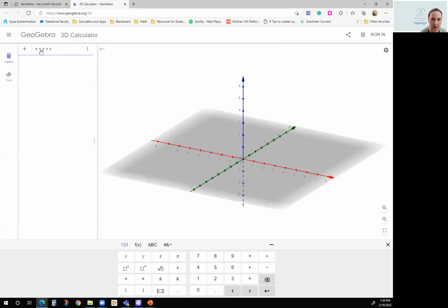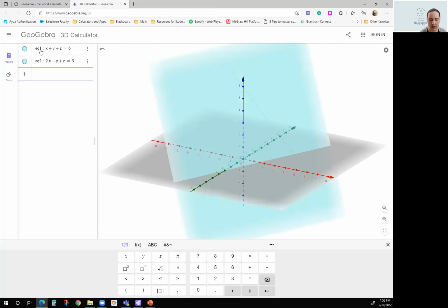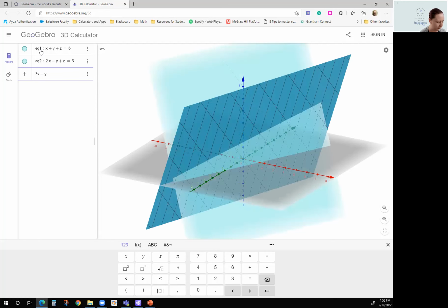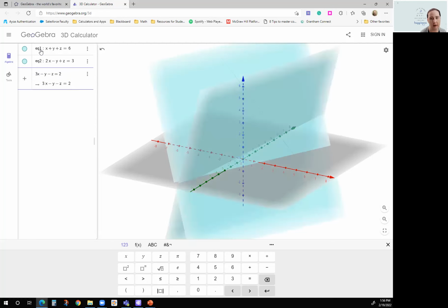you type in each equation here, and 2x minus y plus z equals 3. And with 3 variables, it's actually graphed as a plane. It's a flat surface versus a line.